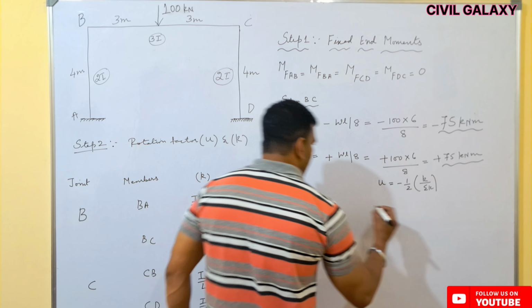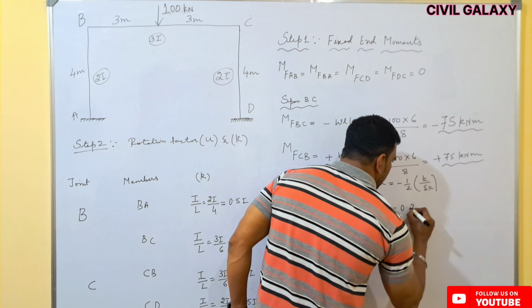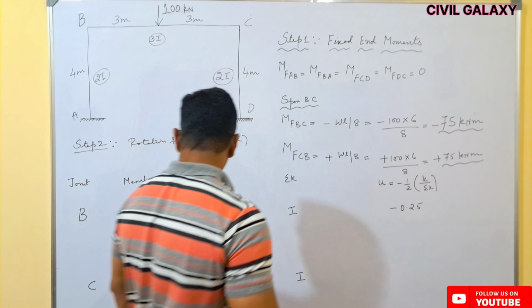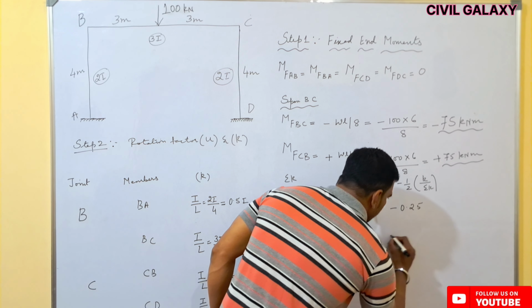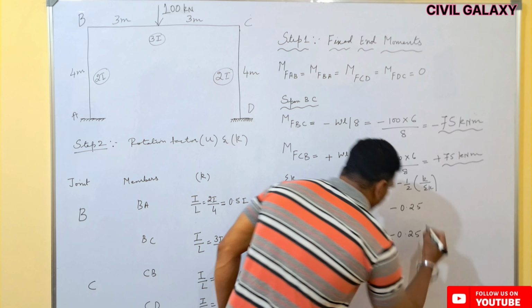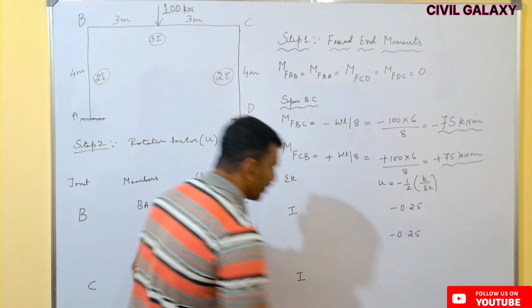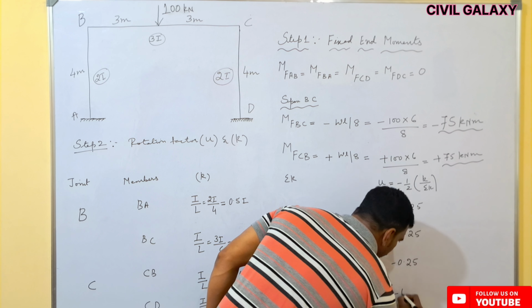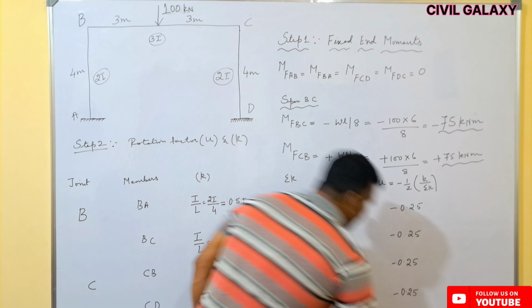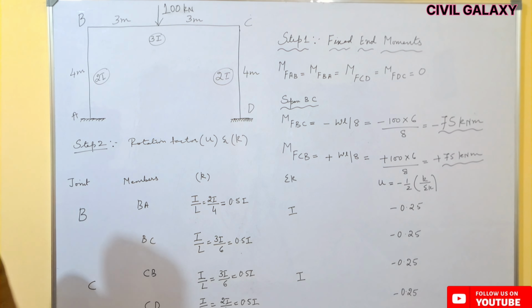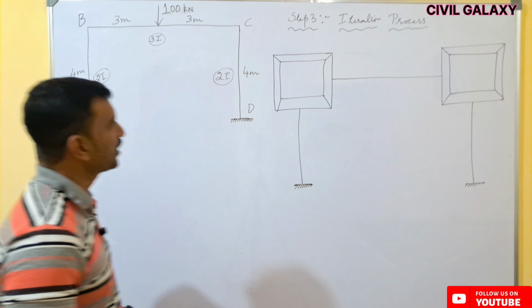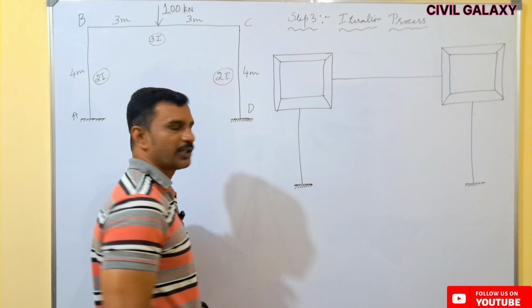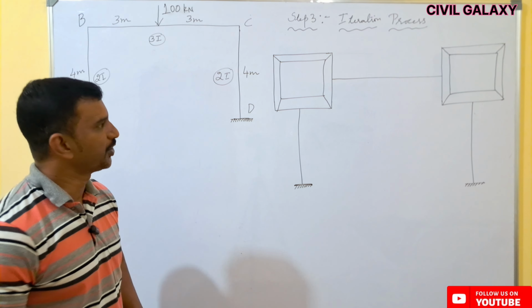For member BA it is minus 0.25, and for member BC it is minus 0.25, and for member CB also it is minus 0.25, and for CD also it is minus 0.25. So the next step will be to calculate the rotation contributions with the help of the iteration process.